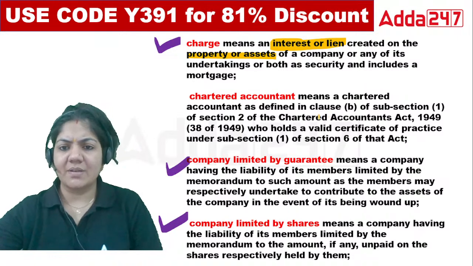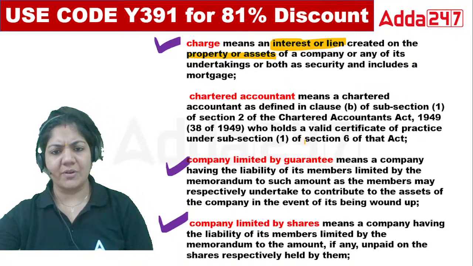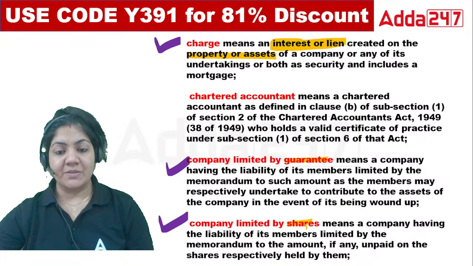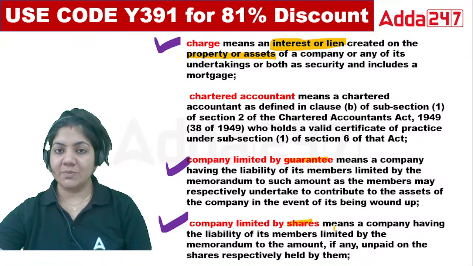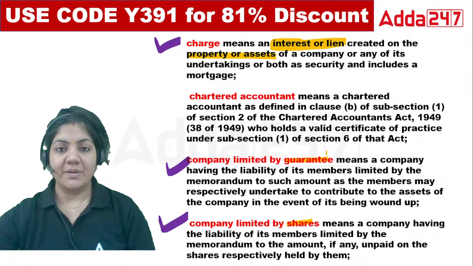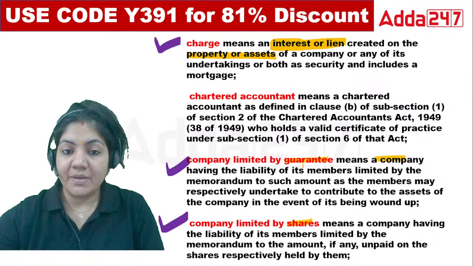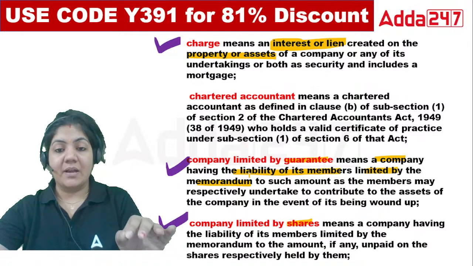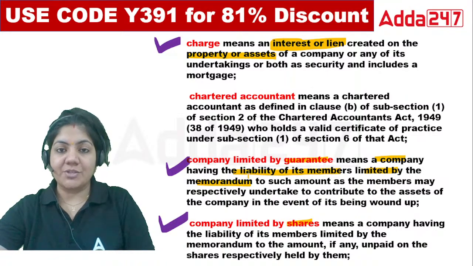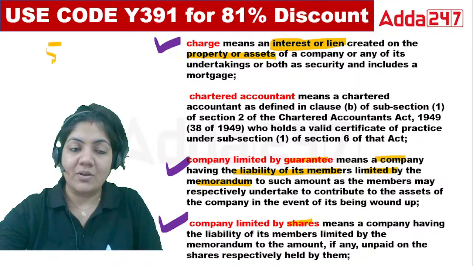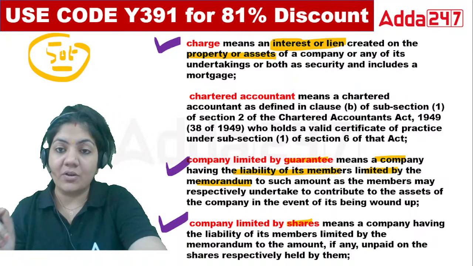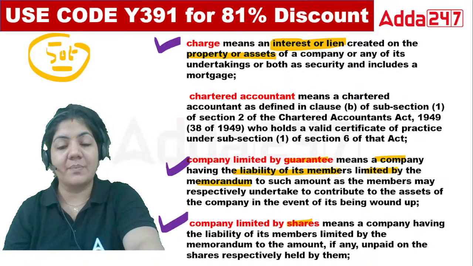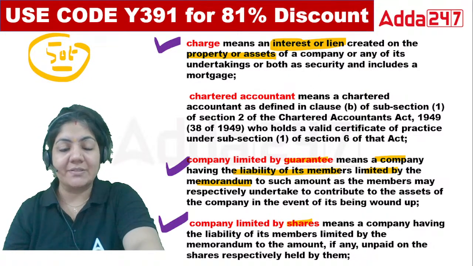Chartered accountant means as defined in the Chartered Accountants Act. Not important. In the types of company, there is the company limited by guarantee and the company limited by share. For the company limited by share, we have seen the difference between the public company and the private company. And a company limited by guarantee means a company having the liability of its members limited by the memorandum. It means in a company limited by guarantee, it is already written in the memorandum of association that this member will be liable only for 50,000 because he has given a guarantee of only 50,000. Whatever guarantee is written by the member in the memorandum of association, this is called a company limited by guarantee. Okay, a very simple definition.